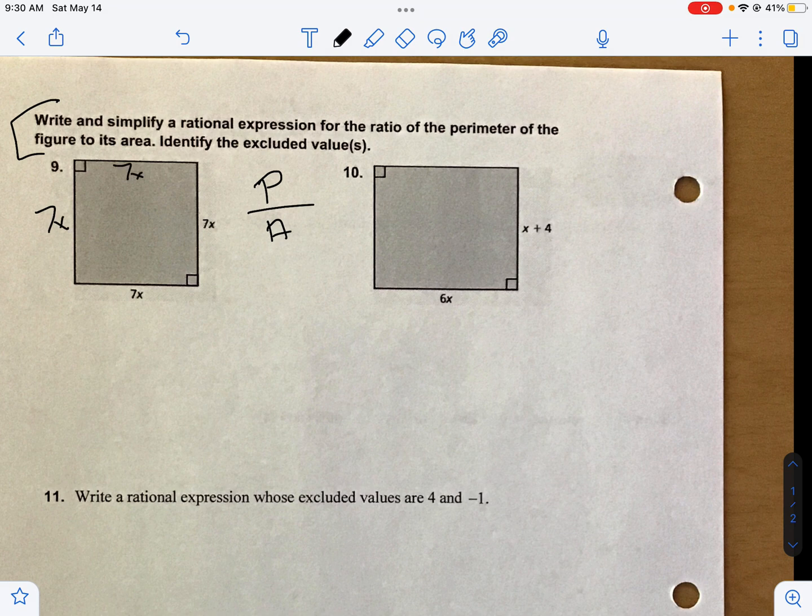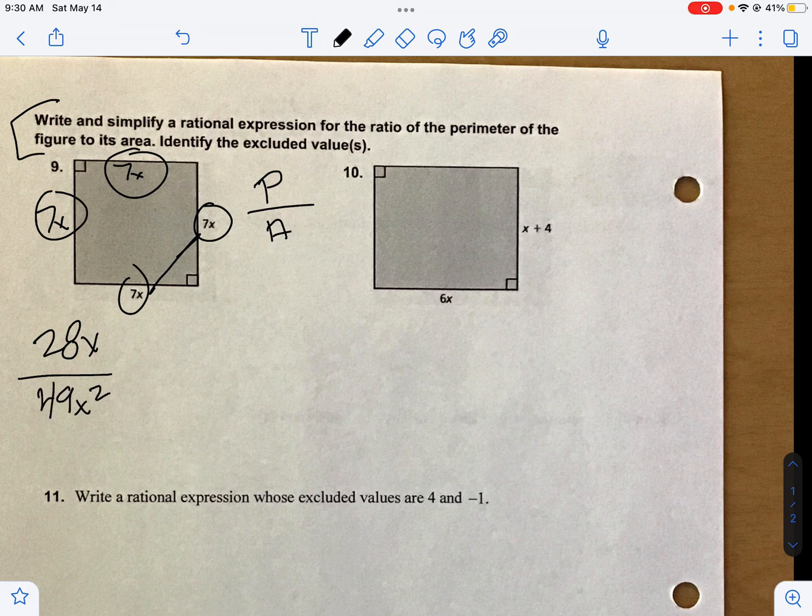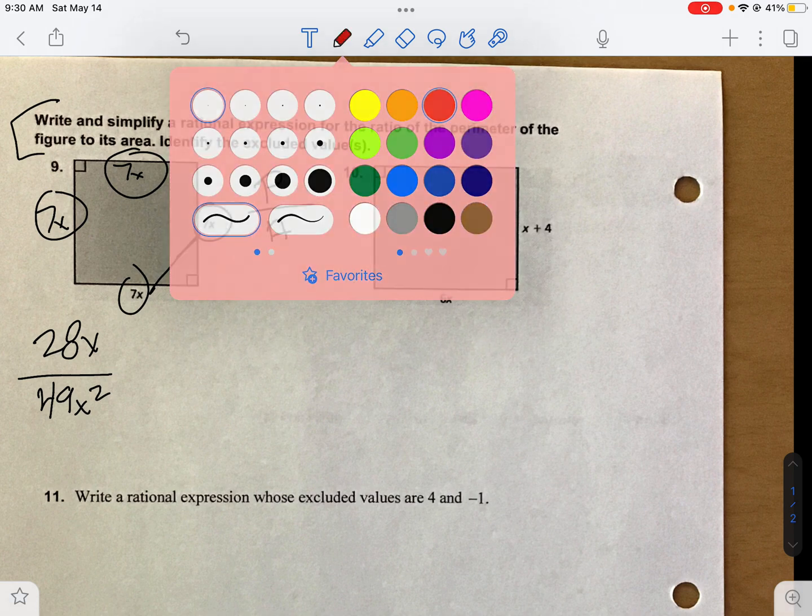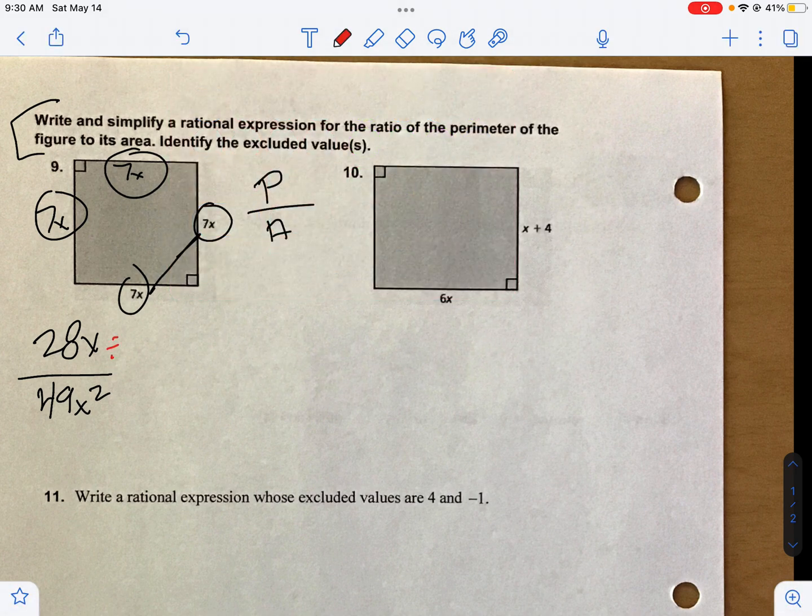So number 9, if we add up all the sides, we have 1, 2, 3, 4, 7 x's. So that would give me 28x. Then to find my area, it's base times height. So 7x times 7x would give me 49x squared. To simplify that, I can divide each by 7x, and that would give me a 4 over 7x. My excluded value would be that x cannot equal 0.